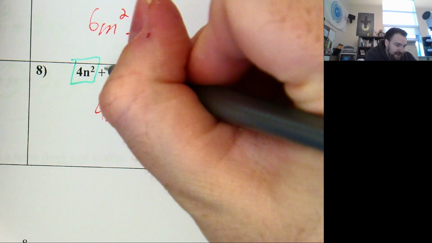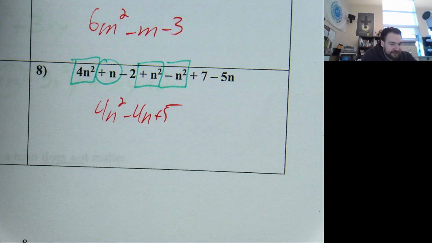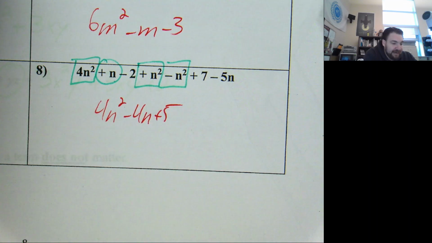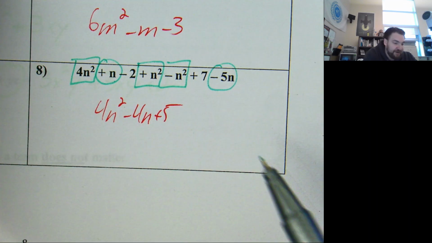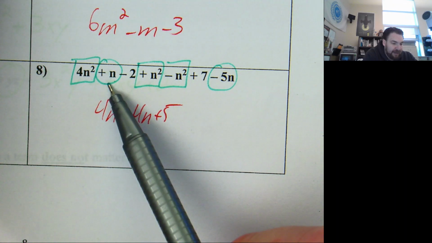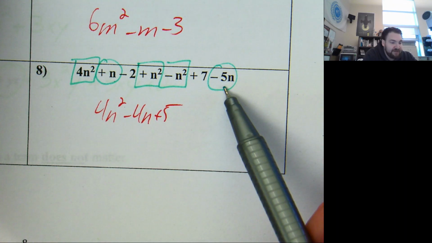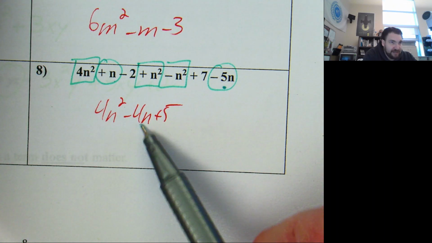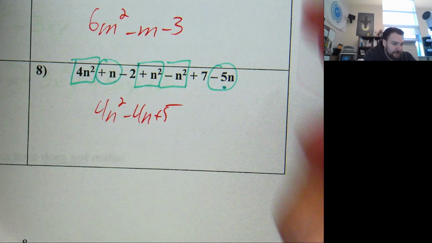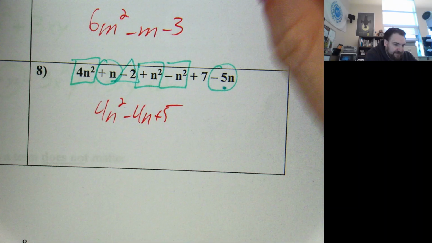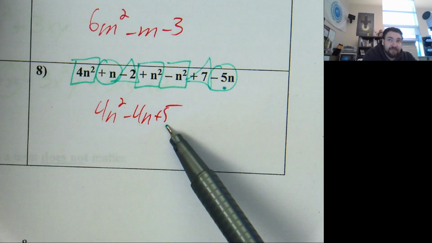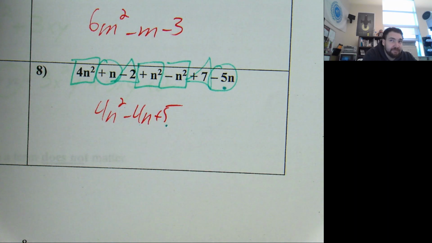Now, let's look at my n's. I've got a plus n right there. Do I have any other like terms with that n, Hayden? The negative 5n. You include the minus sign up front. So 1n minus 5n is negative 4n. Negatives are important. And then I've got a negative 2 and a positive 7 is plus 5. And we're done.